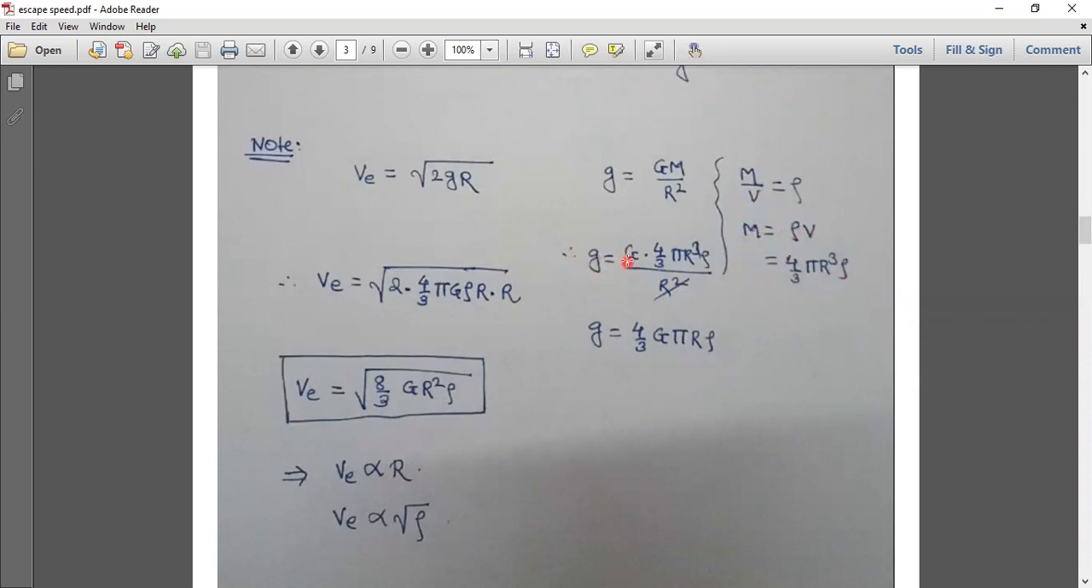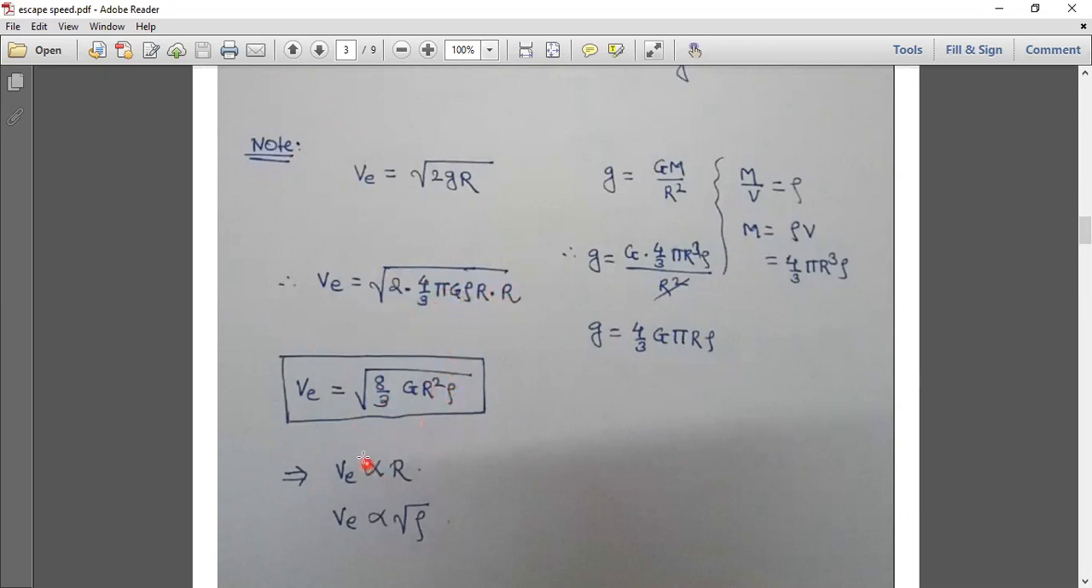And then this g is equal to G, and in the place of this M, I am substituting this value 4 by 3 pi R cube rho, by R square. This R square cancels with this R cube. So one R is left here, and that's why 4 by 3 pi R rho G. Just substitute here in place of g, and then 2 into 4 by 3 pi G rho R into R. 4 twos are 8. This is 3G, and this is R square into rho.